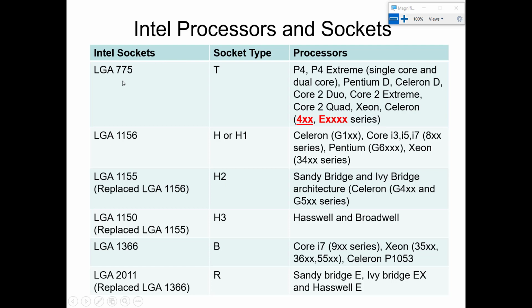Now the models relate to what families they were released in, and what speeds they support. P4 Extreme single core and dual core, Pentium D, Celeron. Maybe you've heard these type of wordings before. Celeron, oh, I have a Core 2 Duo processor here, or Core 2 Extreme processor, Core 2 Quad processor here, and Xeon and Celeron, and the 4XXs and EXXs series.